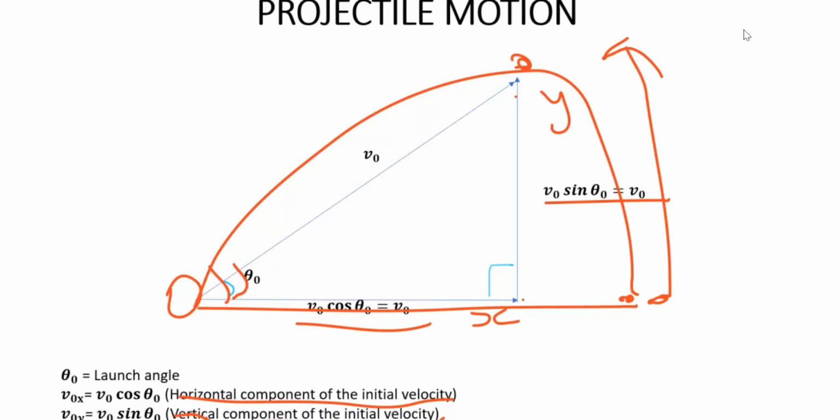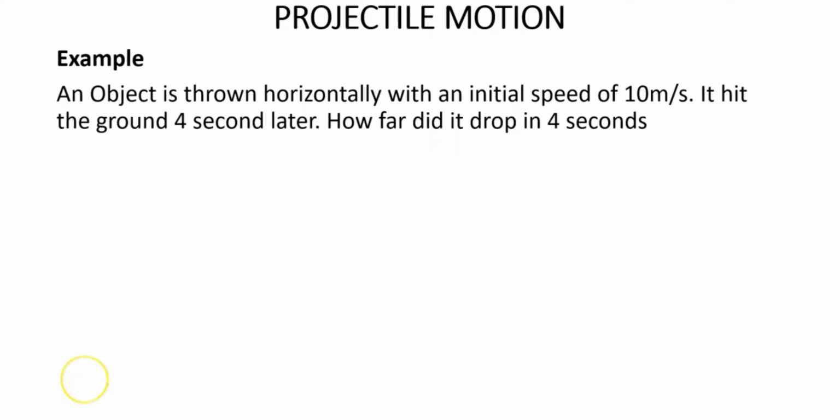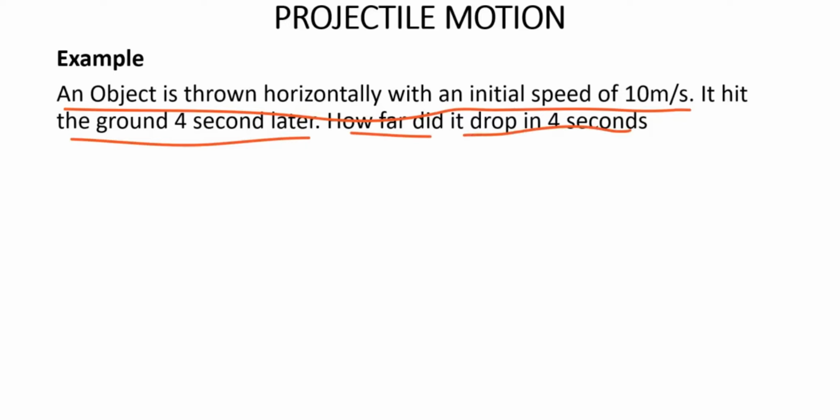Let's dive in more with some examples. Okay, looking at this example, an object is thrown horizontally with an initial speed of 10 meters per second. It hits the ground 4 seconds later. How far does it drop in 4 seconds? So this is an object here.